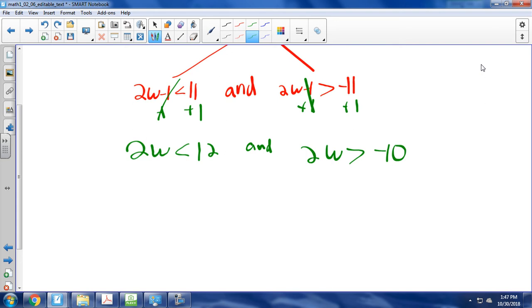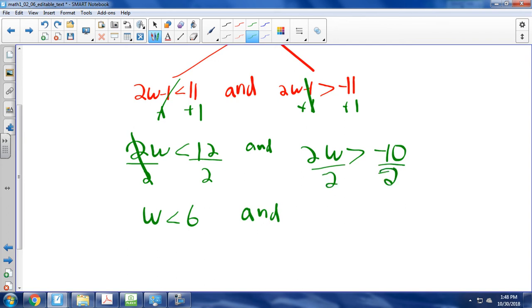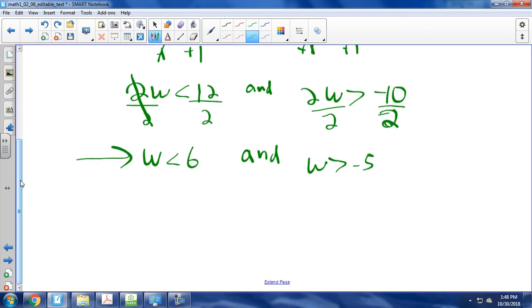Jade? Divide by 2. What do you get for an answer over here? 6. Okay, so you get W is less than 6. Good, and greater than -5. Good job. That's a positive 2. So "and" W is greater than -5. So this is our starter answer, but we really want to take it one step further.